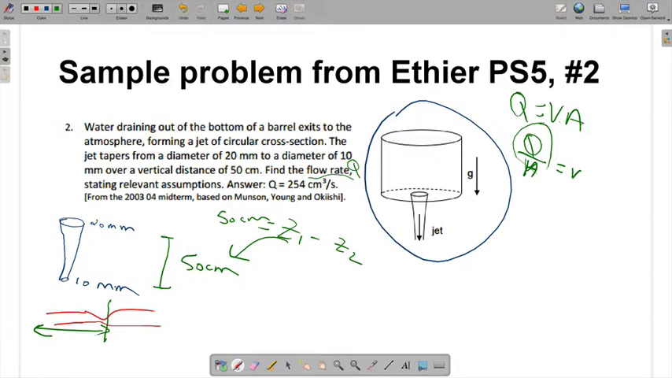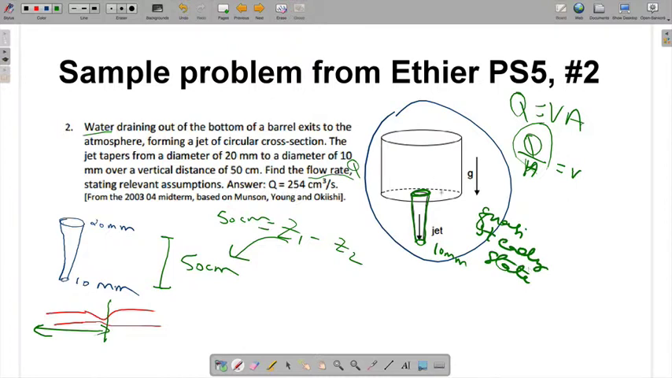And we're not told anything about the velocity. So this is where we start, and this jet is tapering down to 10 millimeters. We say that yes, it is a Bernoulli's principle problem. Since it's water, we're going to ignore the viscosity. We're going to say that it's at steady state. Technically, it's actually quasi-steady state here.